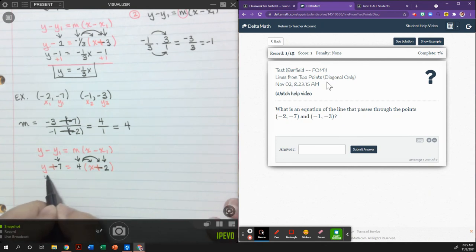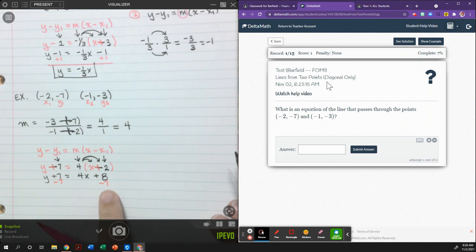So I get y plus 7 equals 4x, 4 times x, and then 4 times 2 is plus 8. I cannot leave it as y plus 7, so I'm going to subtract 7. Look where I put the 7. Put it underneath the 8, which are my like terms. So I get y equals 4x, and then 8 minus 7 is 1.